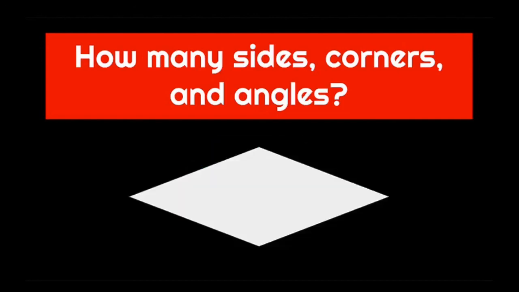All right, last one. Quick, quick, quick. How many sides, corners, and angles? Go. Yes, you are so right. It is 4. Fantastic job, friends.